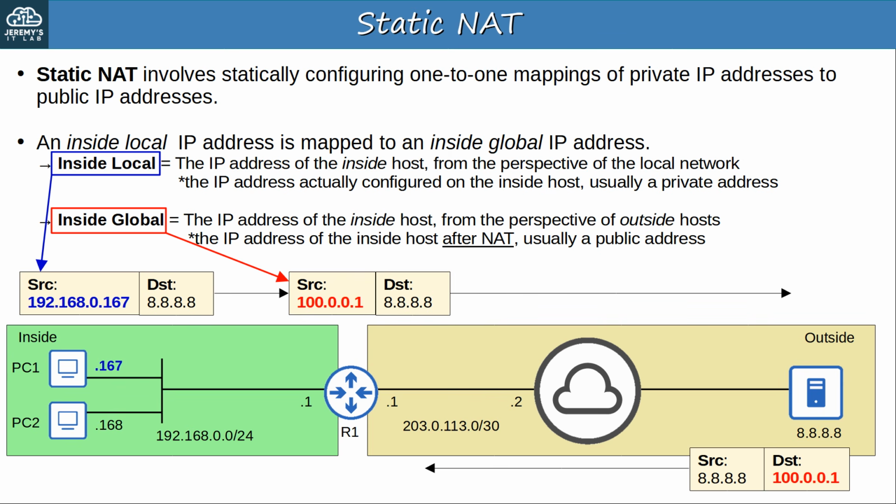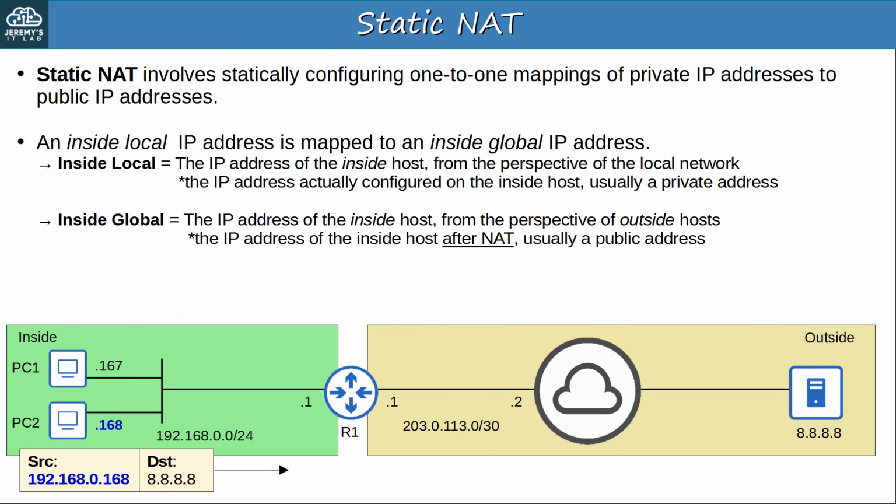Note that, from the server's perspective, it's communicating with IP address 100.0.0.1, even though PC1's actual IP address is 192.168.0.167. So the inside global address is the IP address of the inside host, PC1, from the perspective of outside hosts, for example the server. It's not the actual IP address configured on PC1. So R1 reverses the translation back to PC1's inside local address and sends it to PC1.